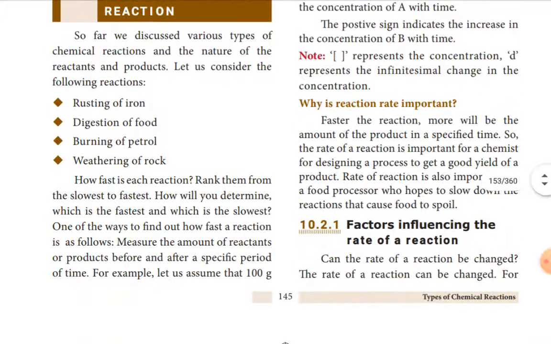So why is the reaction rate important? The faster the reaction, the more product there will be in a specified time. So the rate of the reaction is important for a chemist designing the process to get a good yield of a product. Rate of reaction is also important for a food processor who hopes to slow down the reactions that cause food to spoil.